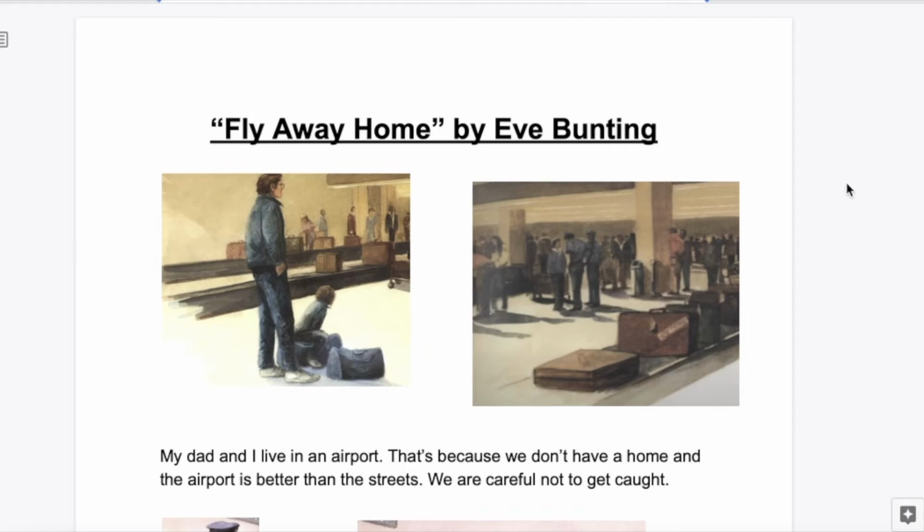So as we start off the story, we can see where the setting is taking place. You can take a moment to think about the setting. The setting is the location in which the story is taking place. And in this part of the story, my answer would be the setting is the airport, because it's saying me and my dad live in the airport, and you can see in the pictures with all the suitcases and people traveling that it's taking place in an airport.